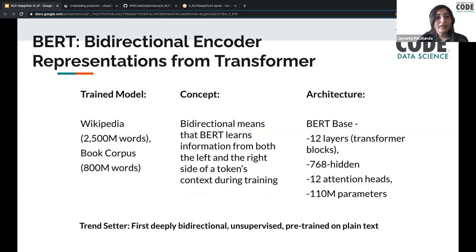Great. So BERT is the short form. It's a big name: Bidirectional Encoder Representations from Transformers. If you want to learn a little bit more about it, some of the documentation will definitely help. It was trained on Wikipedia with almost 500 million words. Wow. And the architecture has a lot of hidden layers, attention heads, and 110 million parameters.